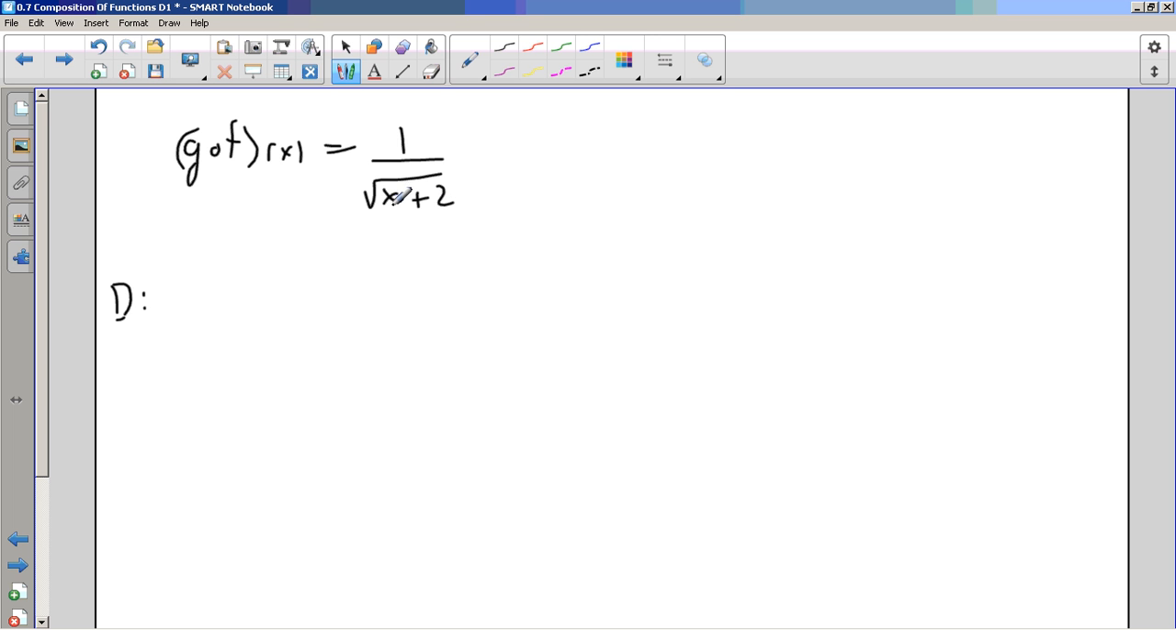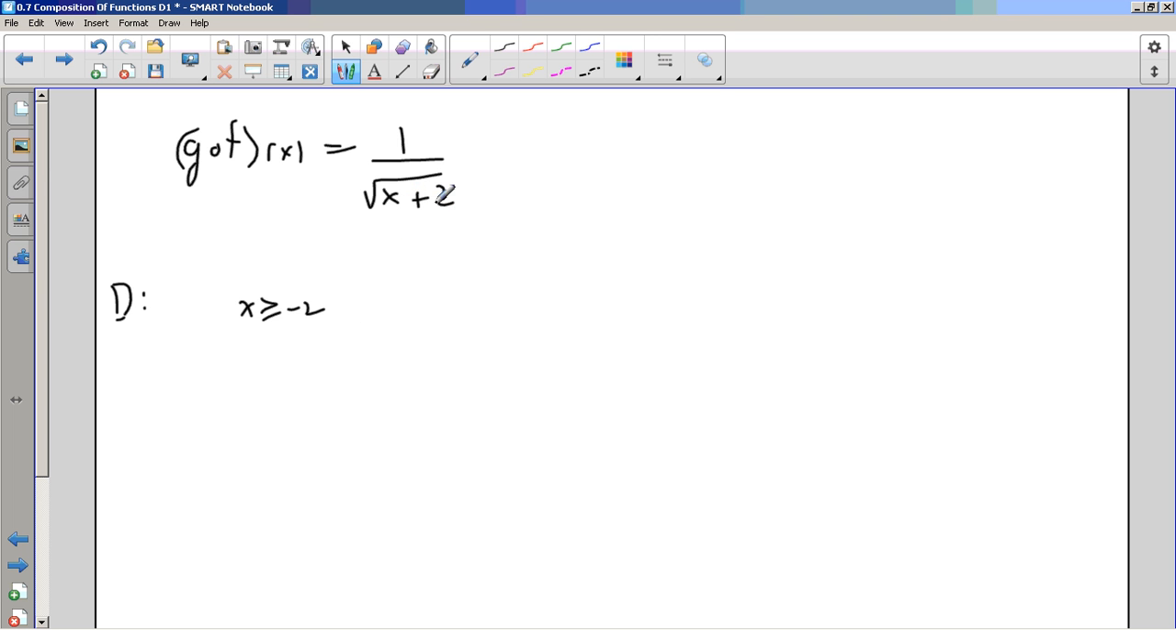What are some restricted values for this x? Well, we know we can't take the square root of a negative number. So one restriction would be x has to be greater than or equal to -2. Otherwise, I'm taking the square root of a negative number. And in fact, that was one of the restrictions on the function f.